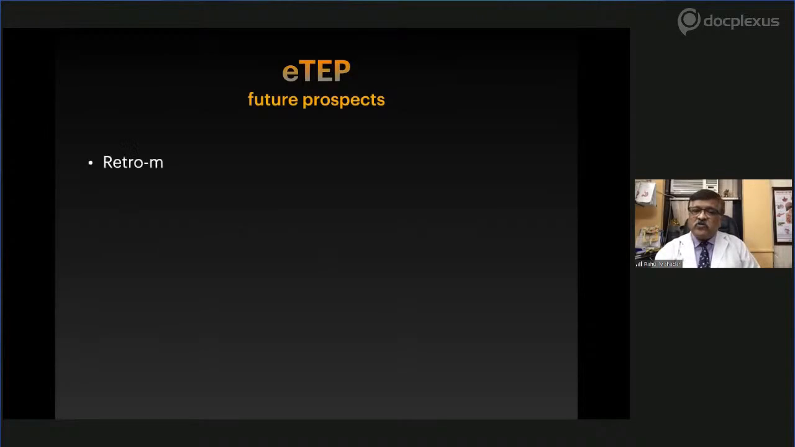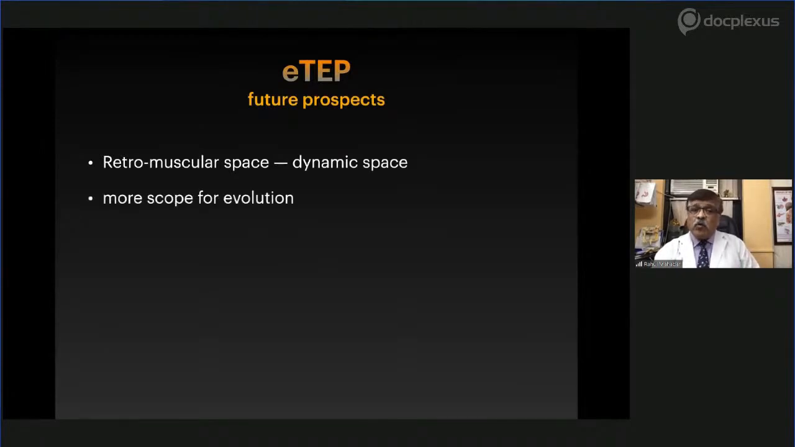So the future prospects for E-TEP are definitely there. The retromuscular space is a dynamic space. Now we have to revisit this space, and there is more scope for evolution for this particular procedure.